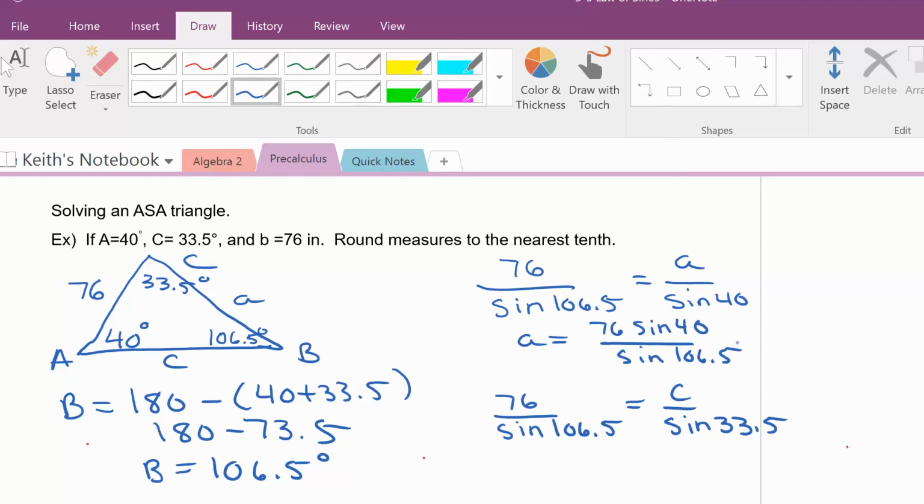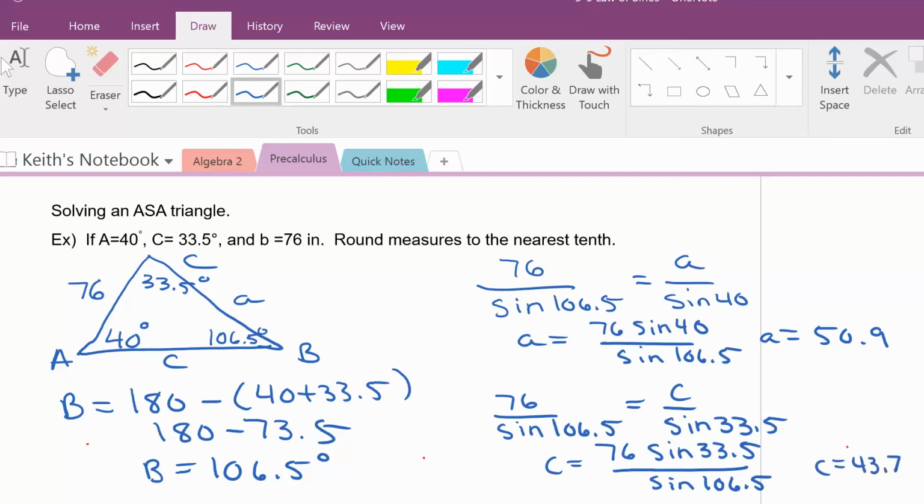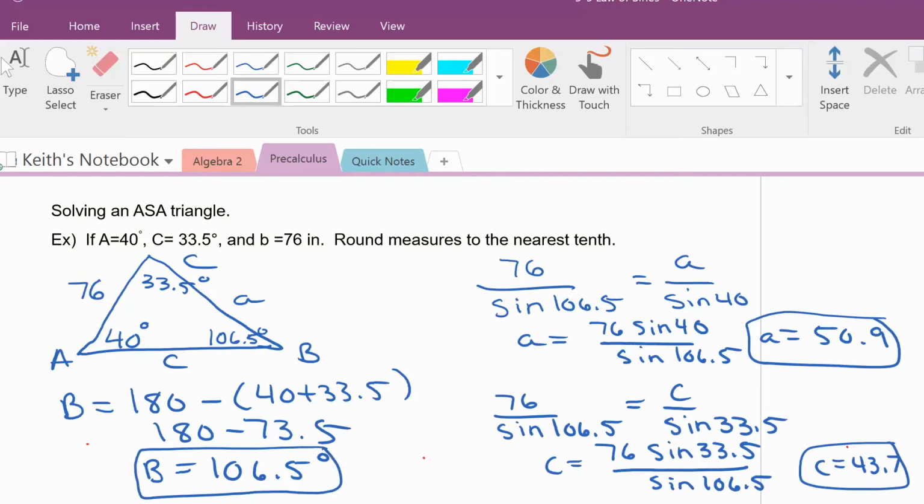So when you multiply in your calculator, you get that a is equal to 50.9. And then here, c is equal to 76 sine 33.5 divided by sine 106.5. And you get c is equal to 43.7. So there are your three missing parts that you needed to find for this triangle.